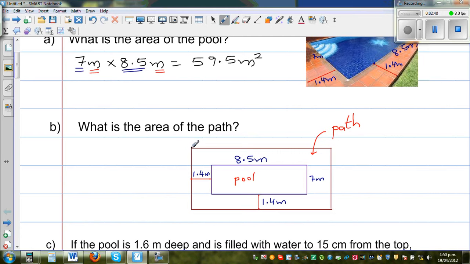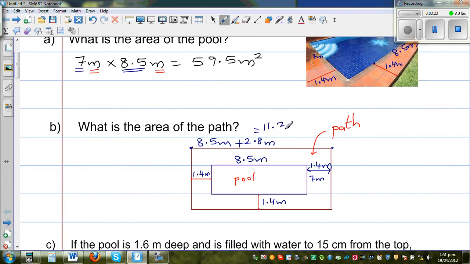So the distance from this point to this point would be 8.5 meters plus 1.4 plus 1.4, because this distance is also 1.4. This is where many of you can go wrong. So this will be 2.8 meters. Let us do it without the calculator. So this is 0.5 plus 0.8 is 1.3 meters, and this is 10. So this is 11.3 meters.